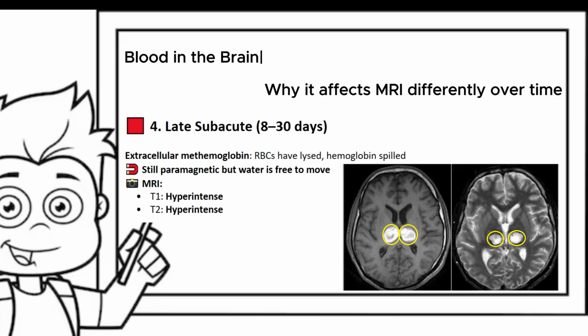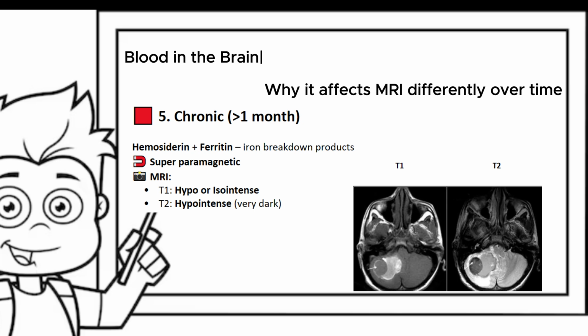What happens after 1 month? Well, after 1 month, methemoglobin becomes broken down into hemosiderin plus ferritin, which are basically iron breakdown products, and these are superparamagnetic. Remember what we said before? Superparamagnetic substances tend to cancel out signals, so you tend to have a T1 that is hypointense or iso-intense and a T2 which is hypointense and generally very dark. And why is that? These are iron-rich molecules that distort the magnetic fields heavily, and they are like magnetic sponges. They suck all the signals, especially on T2.